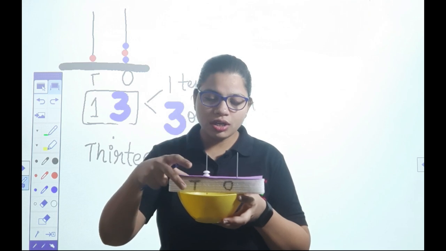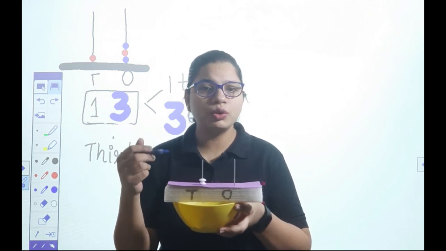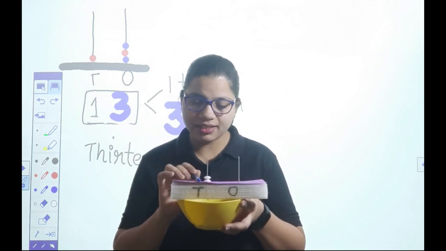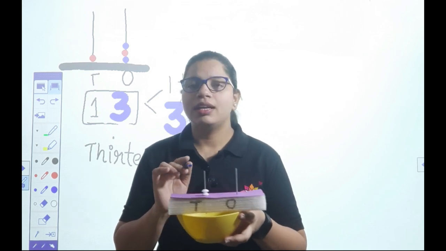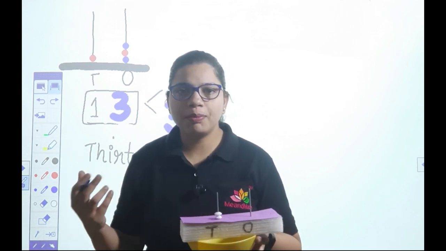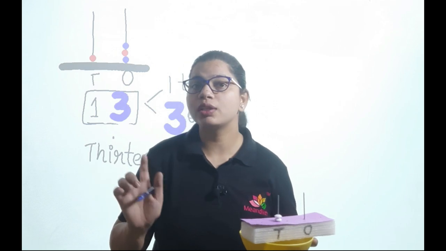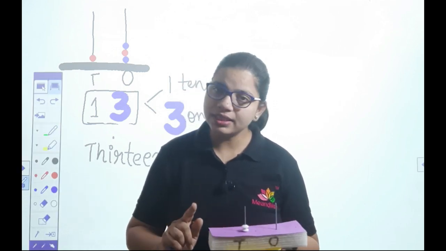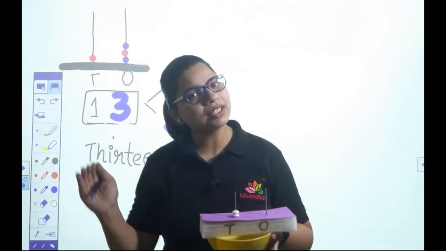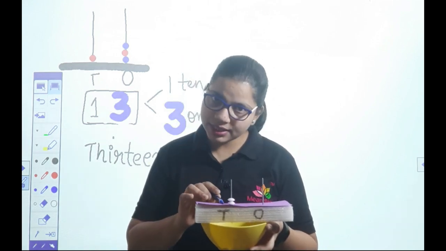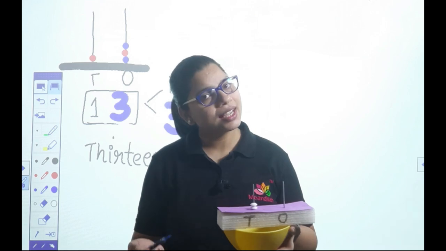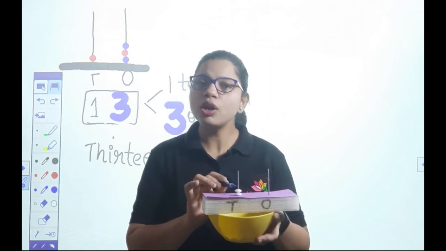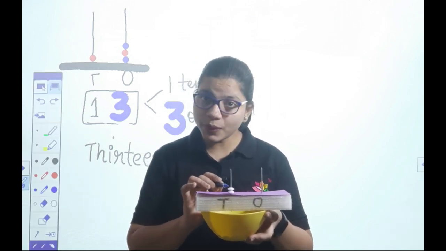On the tens rod, what do we do? Skip count by 10. It's 10, 20. We just skip as per the rod. If the rod is 1's, we'll skip count by 1. If the rod is 10's, we'll skip count by 10. So here, it's not 2, it's 10, 20.